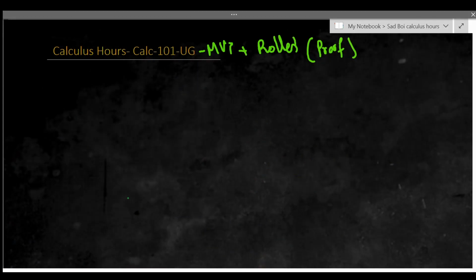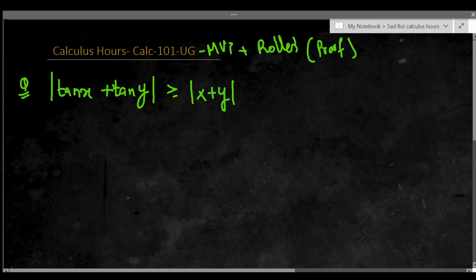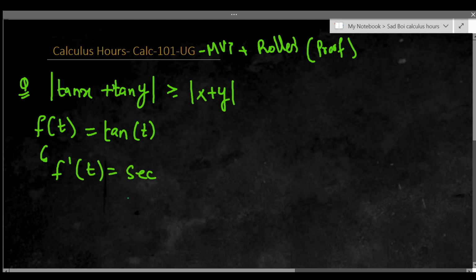Let's start with the next question on the topic mean value and Rolle's theorem. The question is, you have to prove that tangent of x plus tangent of y modulo is greater than or equal to x plus y. So what we're going to say is basically that let's consider a function such that f of t is tan t. Take its derivative just in case. This makes it sec square t.